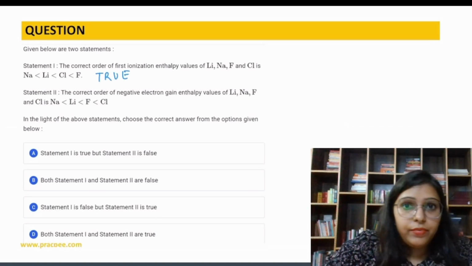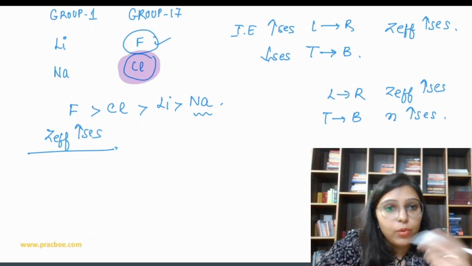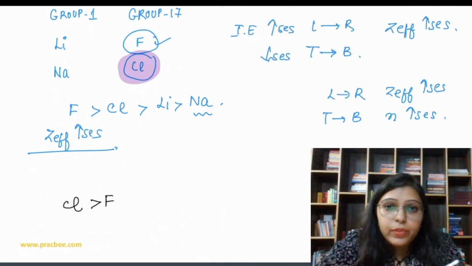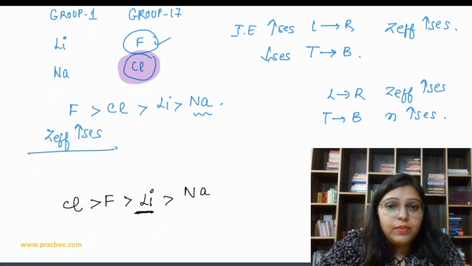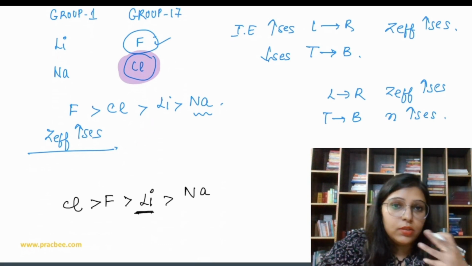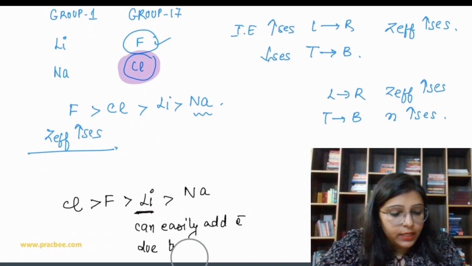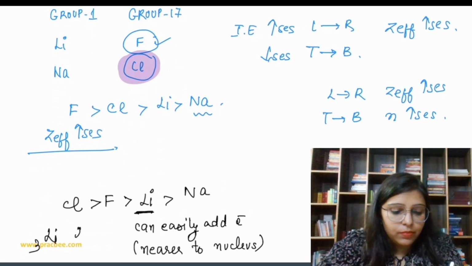Then the correct order of negative electron gain enthalpy values. We already discussed that the third period has a more negative electron gain enthalpy in comparison to the first period. So here chlorine is greater, then fluorine, then lithium, and then sodium. Why? Because lithium's size is less, so more nuclear pull is there. So it can easily add an electron, because it is nearer to the nucleus, right? Lithium has atomic number 3: hydrogen, helium, lithium.